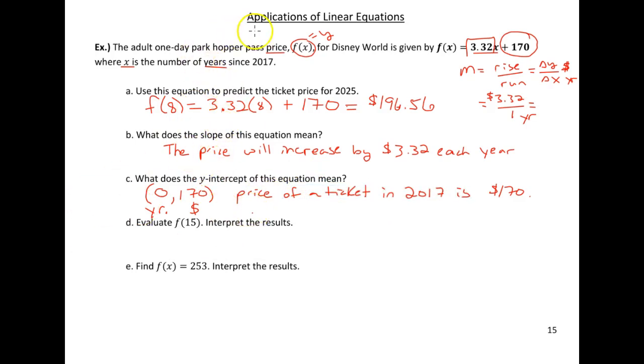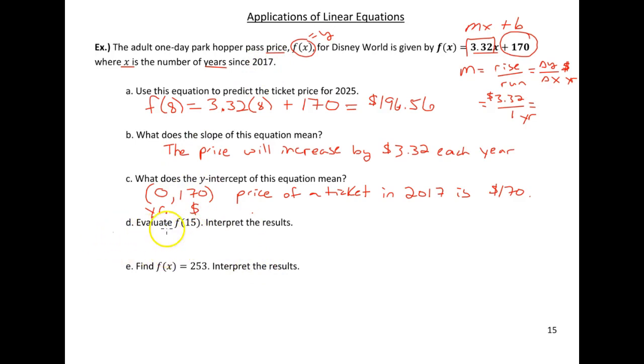It's all about finding out what x means, finding out what y means. X was years, y was price. The y-intercept is where I cross the y-axis. So the x is 0, the y was 170, based on our equation, because this is in the form mx plus b. So our b, our y-intercept, was 170. Again, x was years, y was price. So at year 0, which in this case refers to 2017, the price was 170.